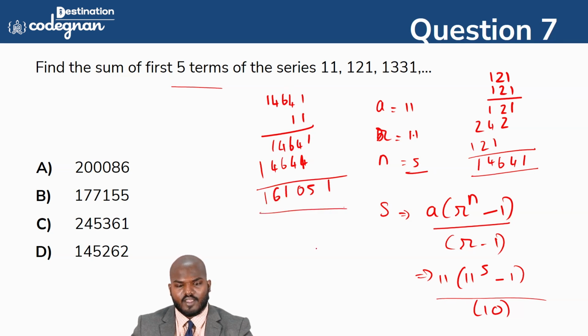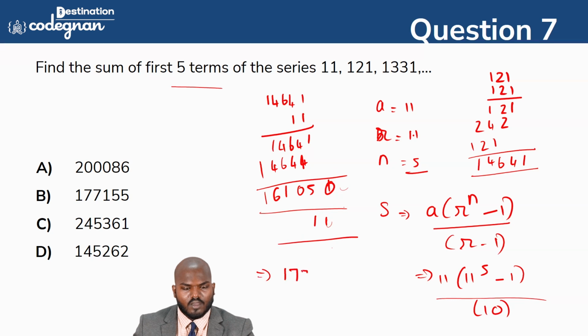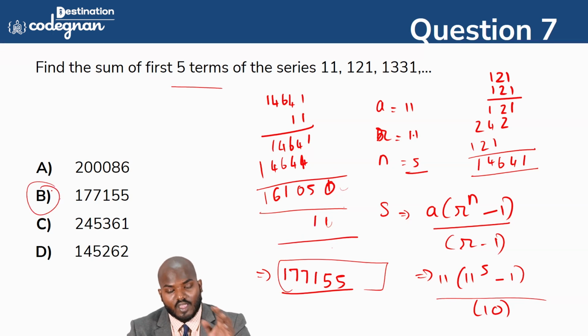Consolidating the multiplication, we get directly the answer 177155. So probably option B is the correct answer for the question. Okay, guys, I hope you understand this one.